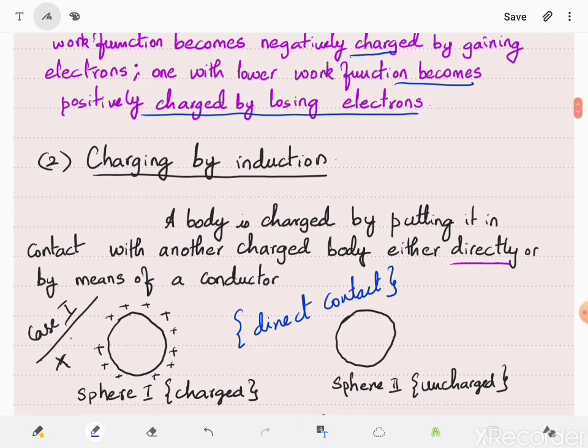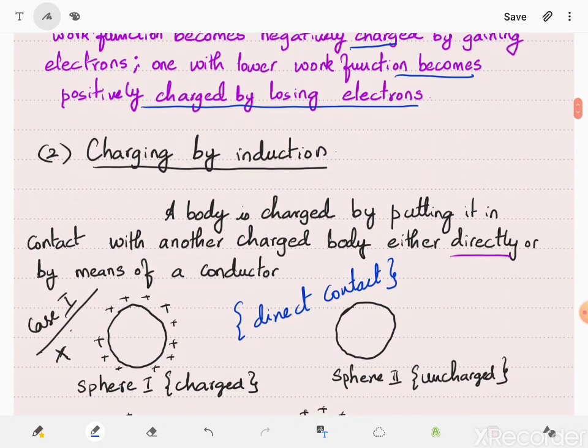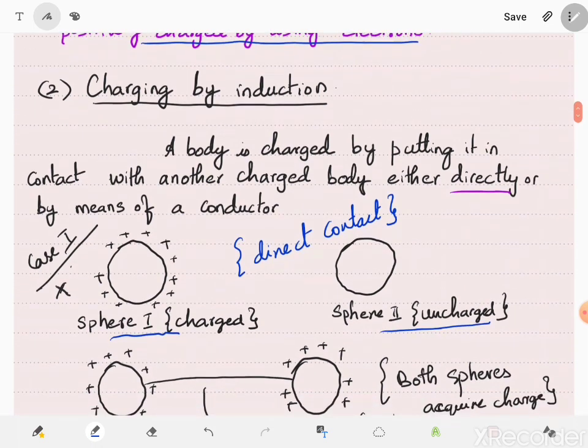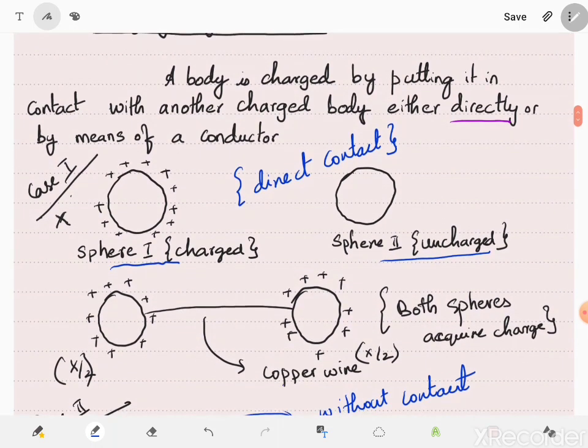Now, let us consider case 1, where we have sphere 1, which is charged, and sphere 2, which is uncharged. What we have here is a copper wire. Let's say sphere 1 has charge X. When you connect sphere 1 and sphere 2 with a copper wire, because both spheres are identical, it is found that sphere 1 gets a charge of X by 2, while the other sphere also gets X by 2.